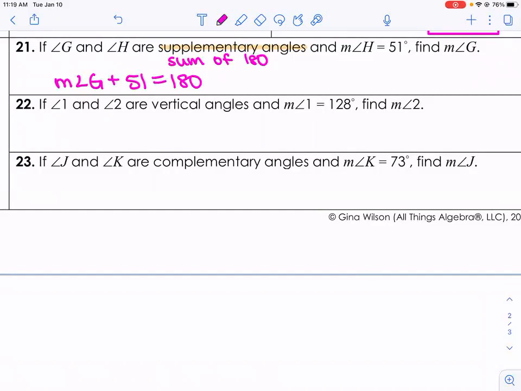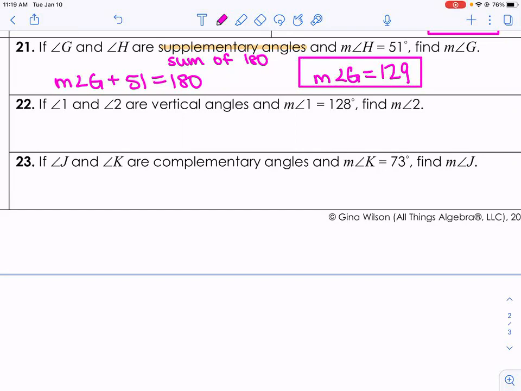So Bennett, what's left over? A mystery number plus 51 equals 180. 149. Thanks, Brady. Let us finish this, okay? When we're done with notes and I say work on homework, then you can.